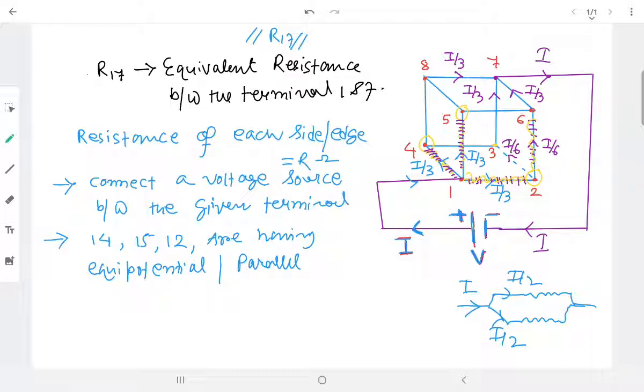Okay, this is I by 3, so this will be I by 6, this will be I by 6. In the same way, this is complete, I think. Yeah, I by 6, it should be I by 6, it should be I by 6.